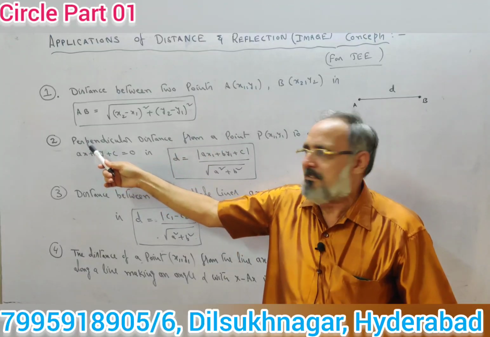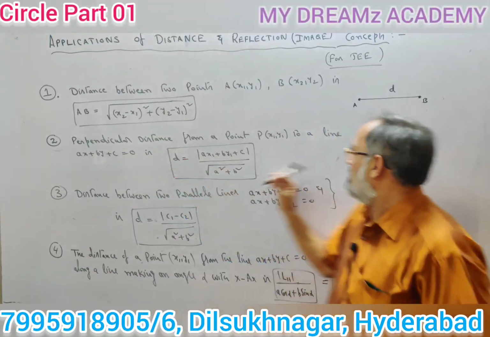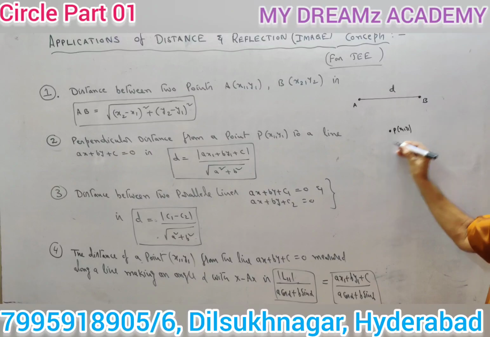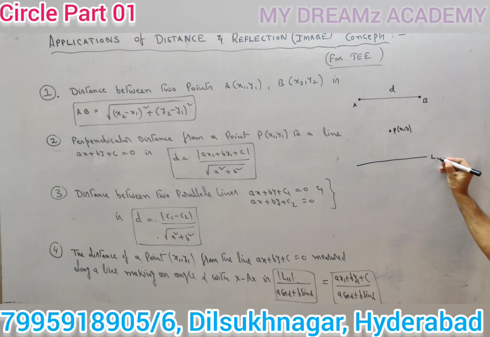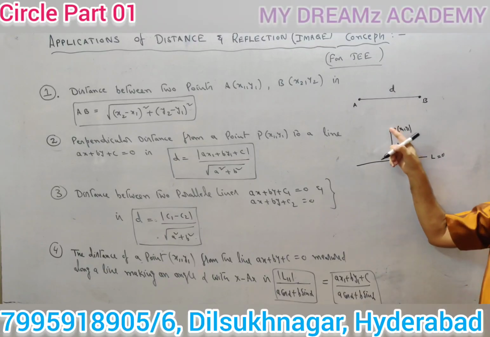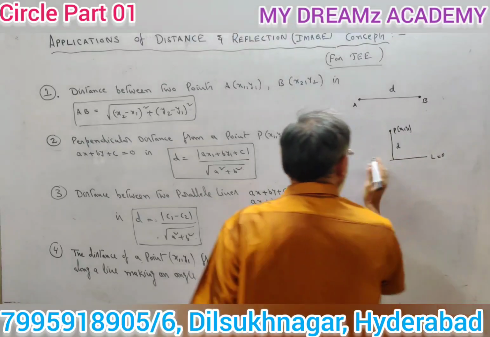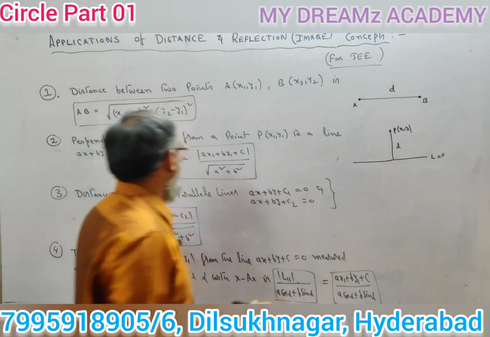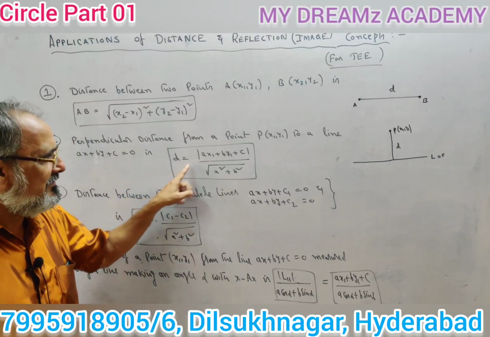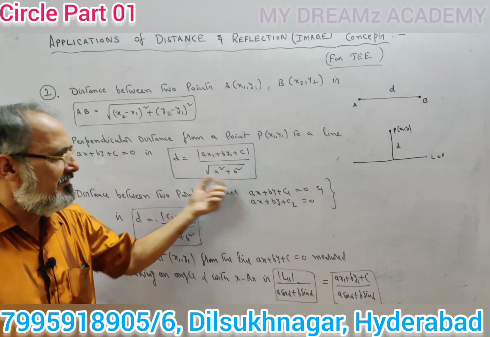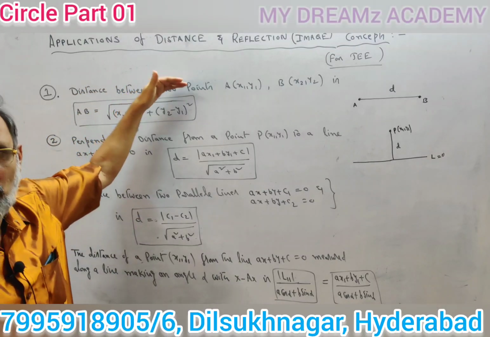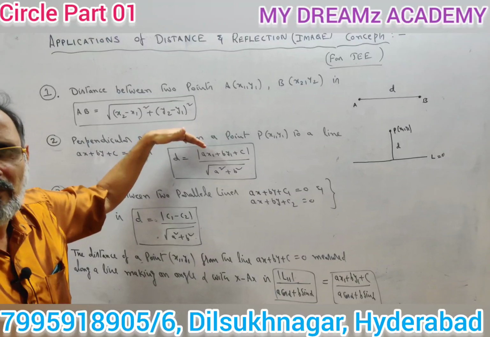Now coming to the picture, distance from a point to a line. Suppose I am given a point P (x1, y1) and a line L equal 0. How do we find the distance from the point to the line? The perpendicular distance from a point P (x1, y1) to the line is D equal to the modulus of A x1 plus B y1 plus C divided by root of A square plus B square. First, the distance between 2 points is over. Secondly, distance from a point to a line is completed.